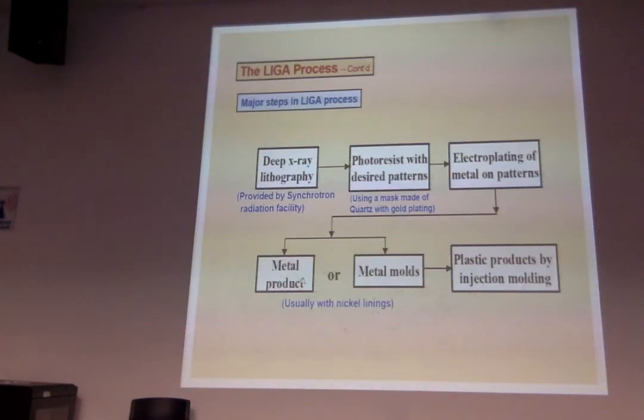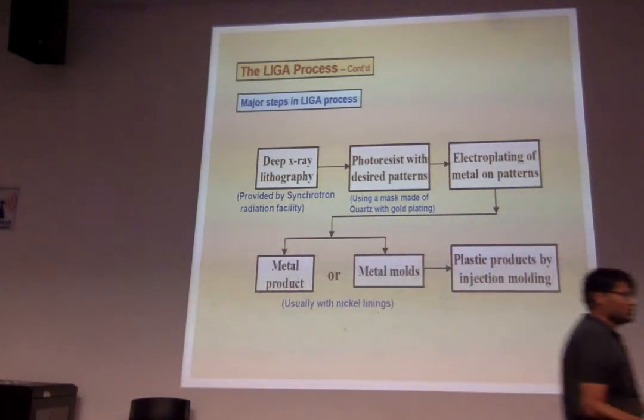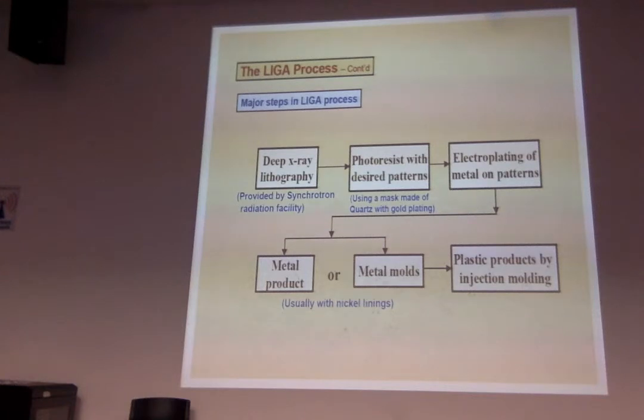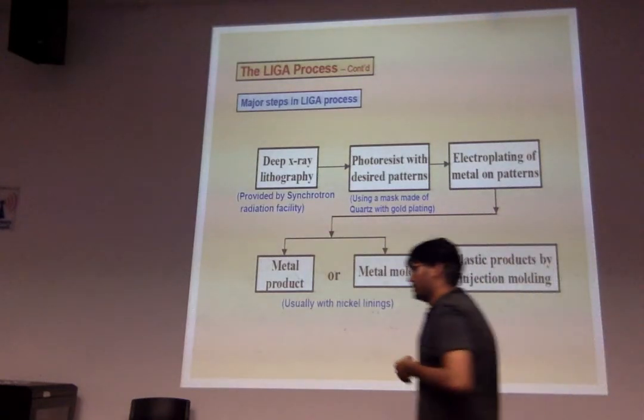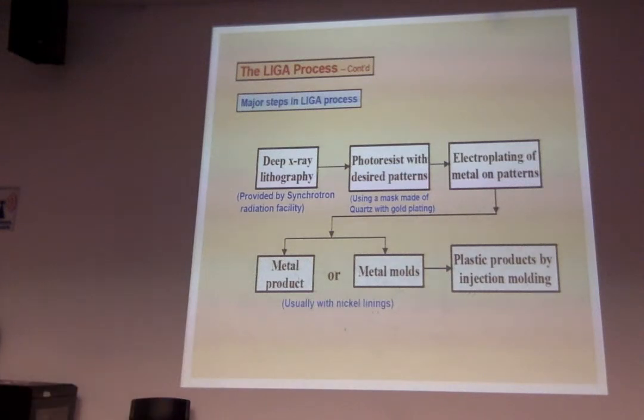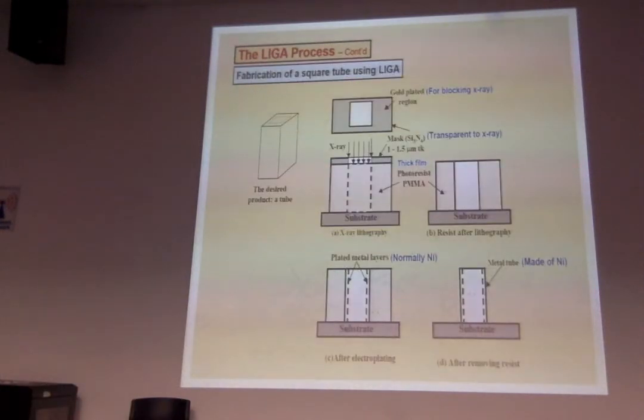Similarly here, the overall steps are: they do a deep X-ray lithography and make the desired pattern with the photoresist. They do the electroplating, filling the material, and then the photoresist is easy to remove. Then the metal structure stays. The mask is probably made of gold, and at the moment it is chromium. We do an X-ray lithography and remove it.